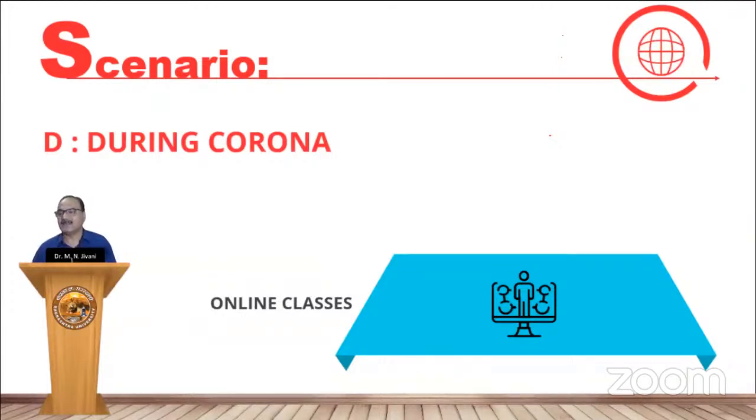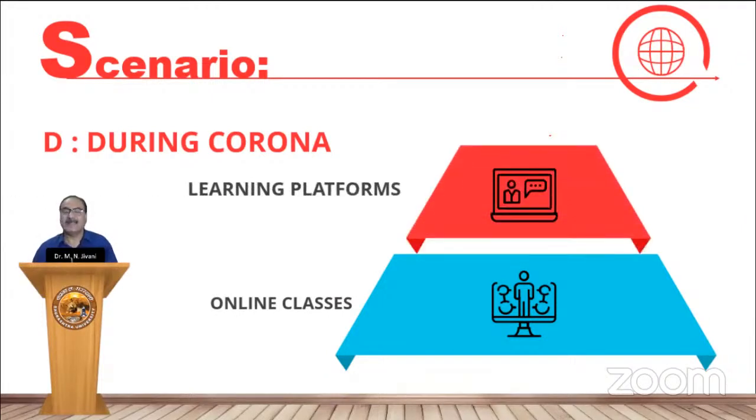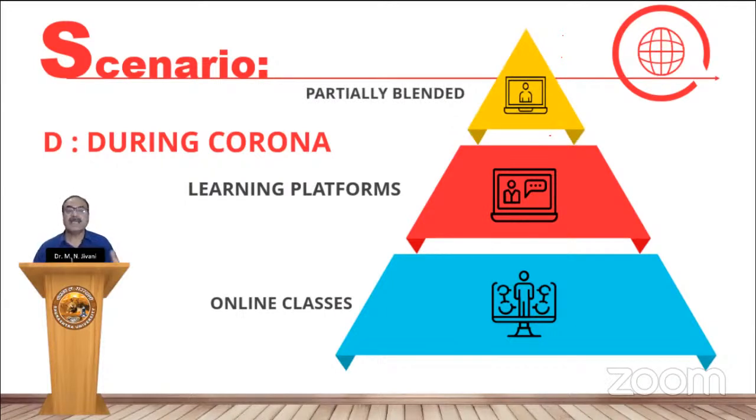Our physical classes were converted into online classes, and teachers and students came to know about learning platforms other than the physical classroom. What are the learning platforms available on alternate platforms? That was the biggest change, and we started using digital technology, so partially blended, right?